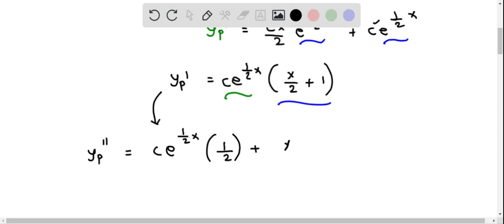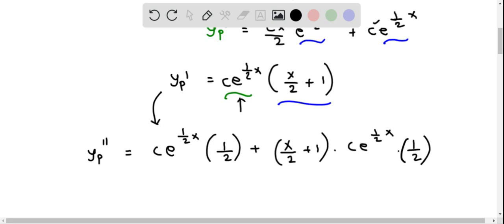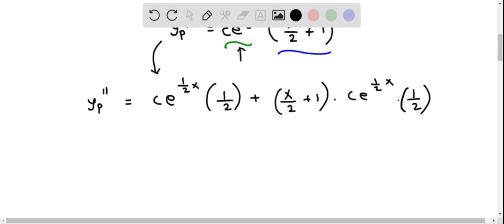Now I write the second term, which is x by 2 plus 1, and this has to be multiplied with the derivative of the c e power half x, which is c e power half x, and then multiply this with the derivative of half x, which is half. That is, we apply the chain rule when we differentiate e power half x. Now let's put this in simple form.